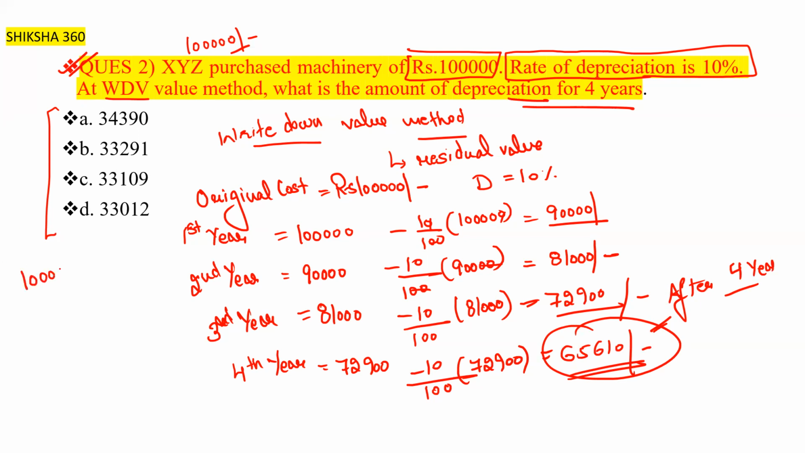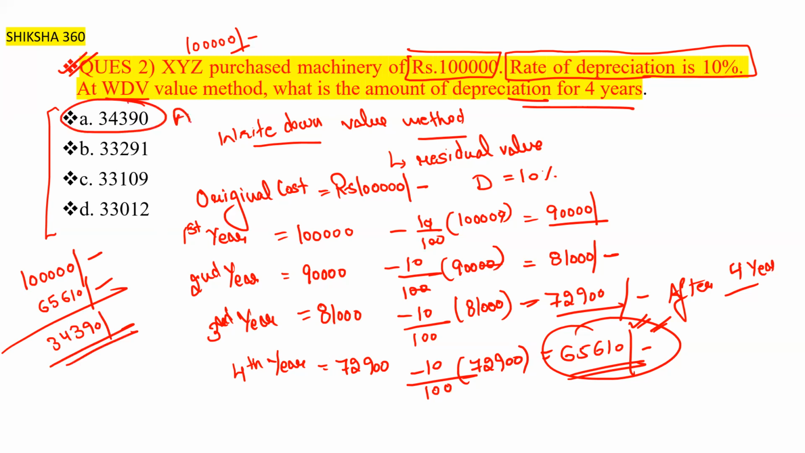The original value is 1 lakh. After 4 years, the value of the machine is 65,610 rupees. So how much is the depreciation? That is 34,390 rupees. Basically, that is the depreciation.